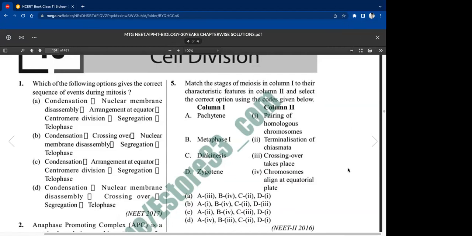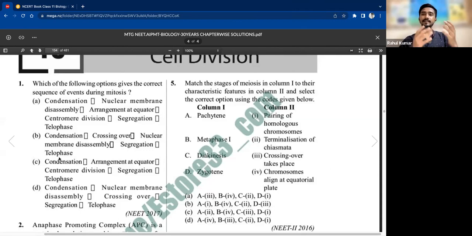Which of the following options gives the correct sequence of events during mitosis? Condensation, nuclear membrane disassembly, arrangement at equator, centromere division, segregation, and telophase. You don't have to read all, you just know that they will tweak the sequence. Condensation means chromosomal condensation, then nuclear membrane disassembly means it disappears. Arrangement at the equator means all the chromosomes come to the equator. Centromere division is when, during anaphase, they are pulled apart. Segregation is when they move towards each side, and telophase is the last.